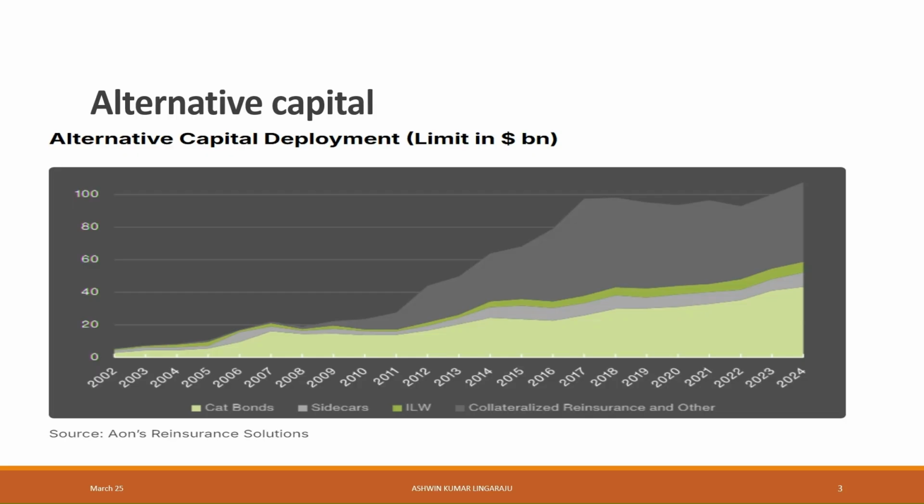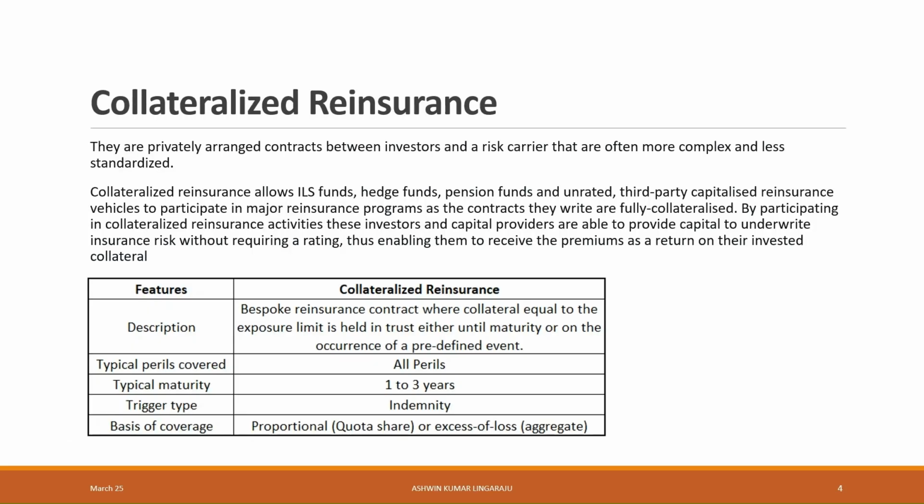It is higher than the capital from catastrophe bonds. So cat bonds is about 40 billion, while collateralized reinsurance is about 50 billion. So that signifies how important collateralized reinsurance is. So what is collateralized reinsurance?